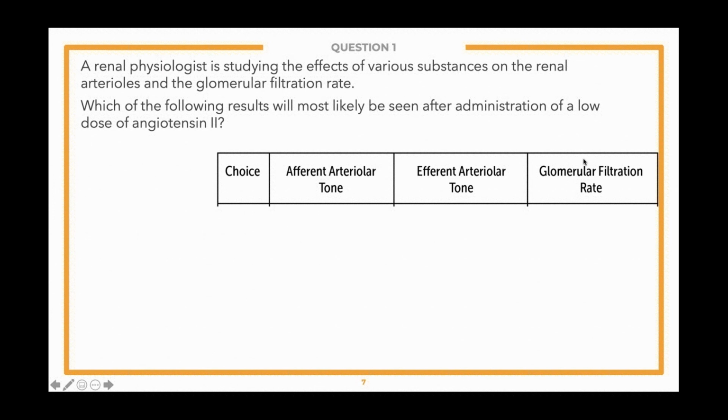All right, I see some responses coming in. Let's go ahead and take a look at that vignette. A renal physiologist is studying the effects of various substances on the renal arterioles and the glomerular filtration rate, or GFR. Which of the following results will most likely be seen after administration of a low dose of angiotensin II? We'd like all of you to start thinking about the important clues in the vignette and lead-in as I hand it off to Paras.